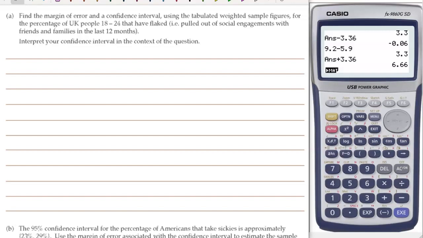Okay, first, find the margin of error and a confidence interval using the tabulated weighted sample figures for the percentage of UK people 18 to 24 that have flaked. So we're looking at the table that's towards the bottom of that article. The proportion we were given is 63% in that category of 18 to 24. That was stated in paragraph 2 of the flaking section. Now we need a margin of error. So for that, we're going to need our n value. We have, from the table underneath the weighted sample amount, 193 in that group.